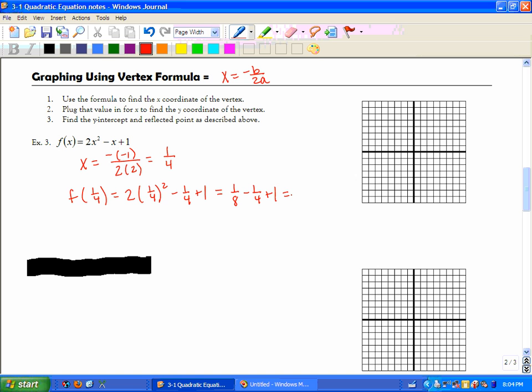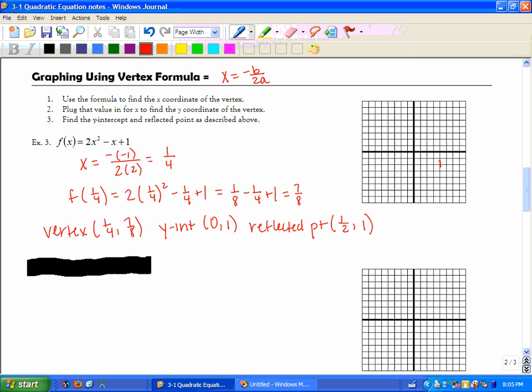So in order to add our fractions, we need common denominators. So 1/4 would be 2/8. So 1/8 minus 2/8 is negative 1/8. Plus 1 is 7/8. So our vertex is (1/4, 7/8). Our y-intercept you can get from the original graph, so that's going to be (0, 1). And our reflected point, remember from above, is negative b, so the opposite of negative 1, so positive 1 divided by a. So positive 1/2, 1, the same as the y-intercept.